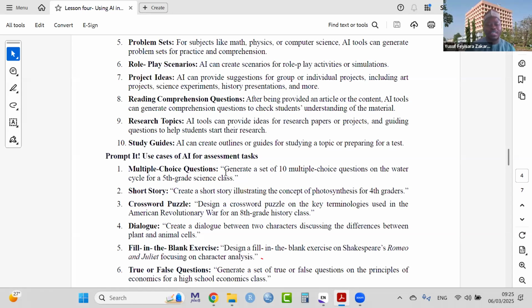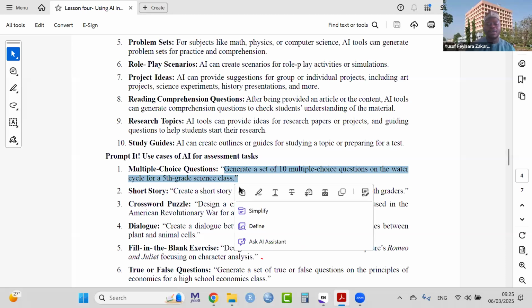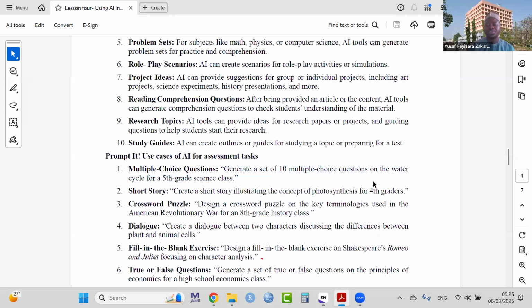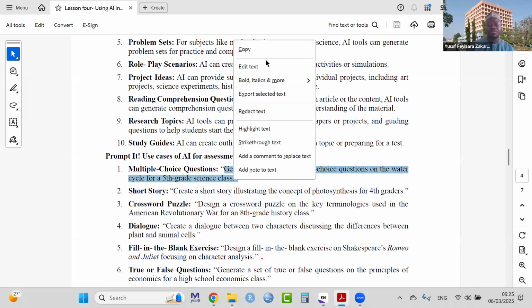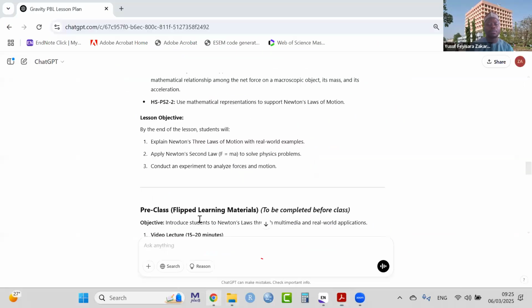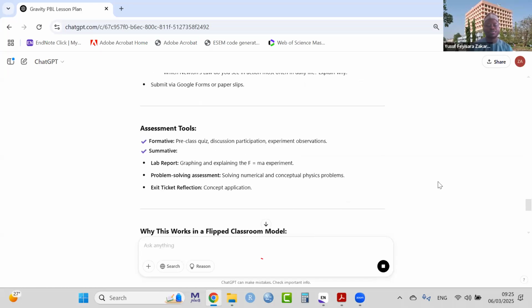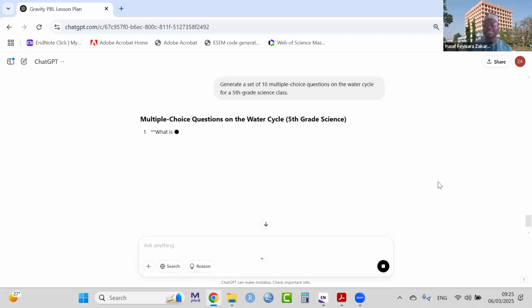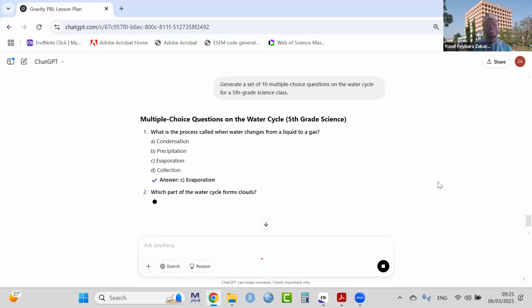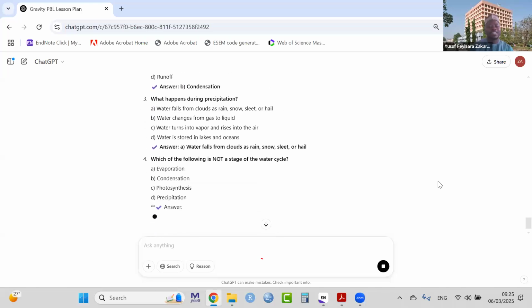Look, let us run this content. This is very important. This is about a set of 10 multiple choice questions on water cycle for a 5th grade science class. And then, okay, let's get it done first. Look, I just copied that prompt and I paste it here. Generate a set of 10 multiple choice questions on the water cycle for 5th grade science class. Then I click on run. This is the basic prompt a newbie, a new user of AI can run. But I will give you more. Just let it finish.